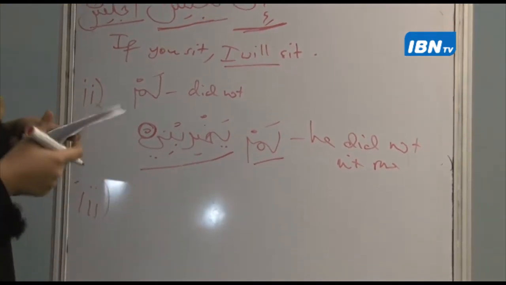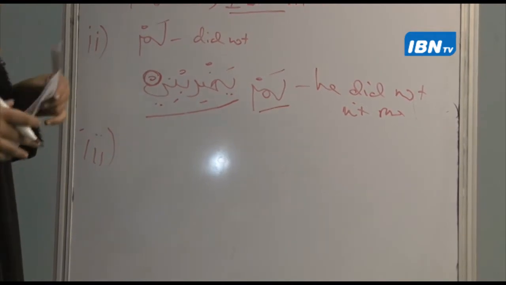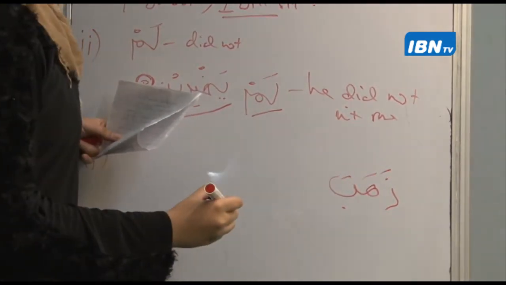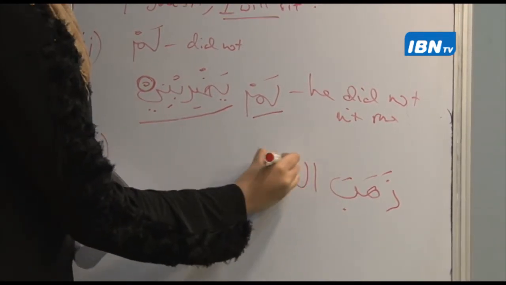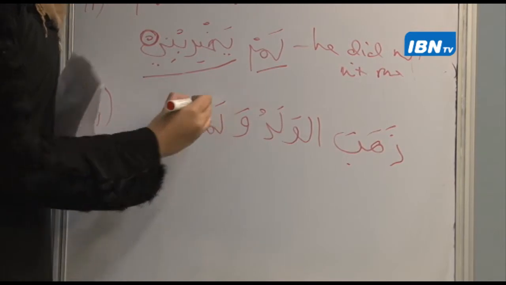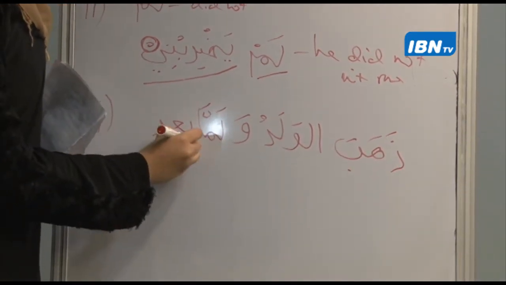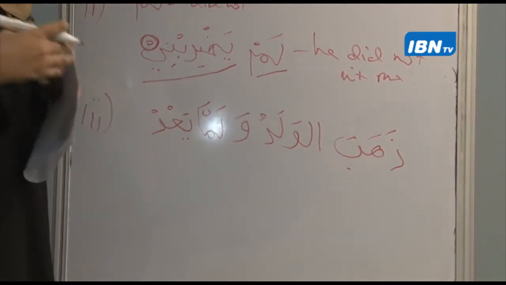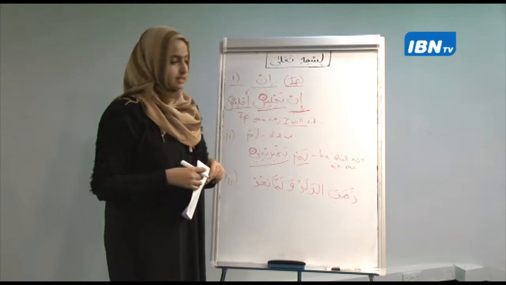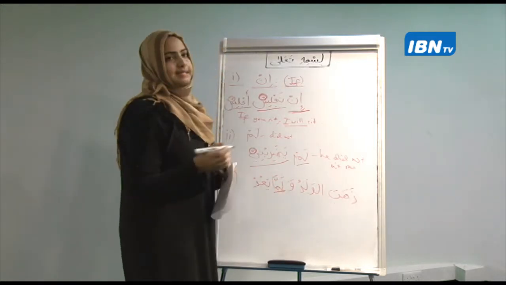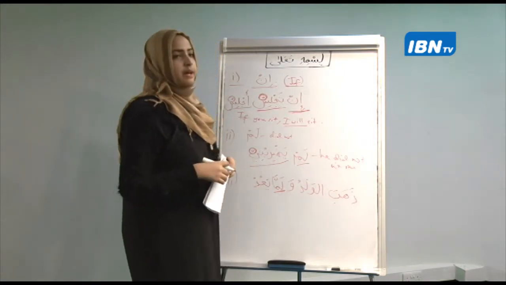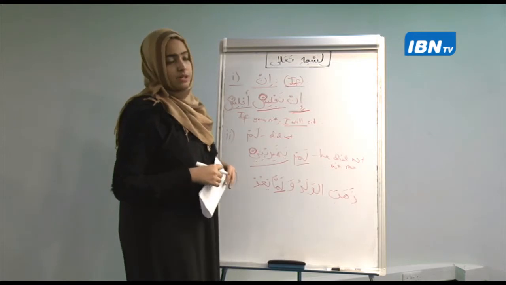Then a third sentence, we have using lamma. ذهب الولد ولما يعد. The boy has gone, but he has not returned yet. So lamma is more like an exception, or you can use it as 'but'. ذهب الولد ولما يعود. The boy went but has not returned yet.